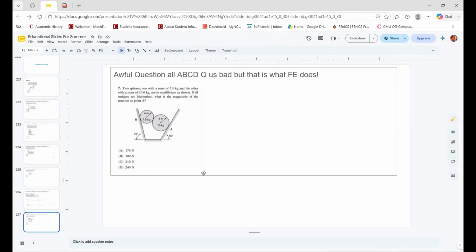Anyways, two spheres, one mass is 1.5 and the other is 10 kilograms. On equal, okay, so they don't move. Equilibrium, if all surfaces are frictionless. Oh, surface is frictionless, amazing. When there's no friction, it usually becomes easier, but not this time, I don't think. If all the surfaces are frictionless, it means that the normal force is the only thing that matters.